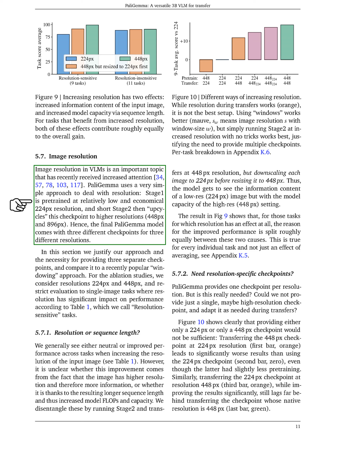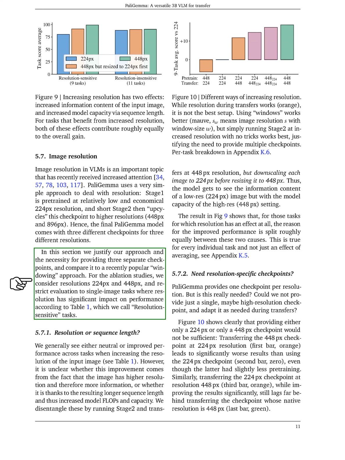Regarding image resolution in VLMs, PaliGemma adopts a straightforward approach by pre-training Stage 1 at a low 224px resolution and then upscaling to higher resolutions, 448px and 896px, in Stage 2. This results in 3 separate checkpoints for different resolutions. We justify this approach and compare it to the windowing technique, which has gained popularity recently.